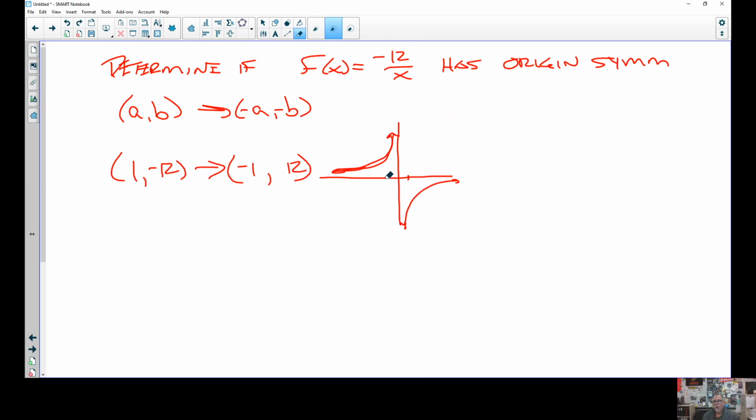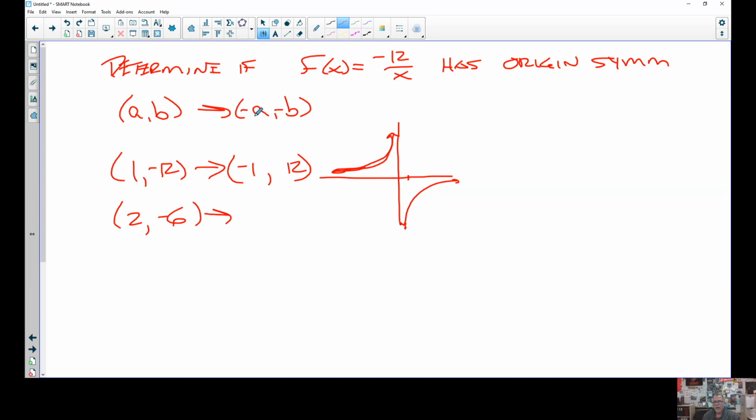So if I put -1 in, when I plug it into this function, do I get +12? Absolutely. And you could pick other points. If you want to be sure, you could pick another point. We could go back here and say, all right, if I put 2 in here, I would get -6, right? I'm just plugging it in here. X is 2, -12 over 2 is -6.